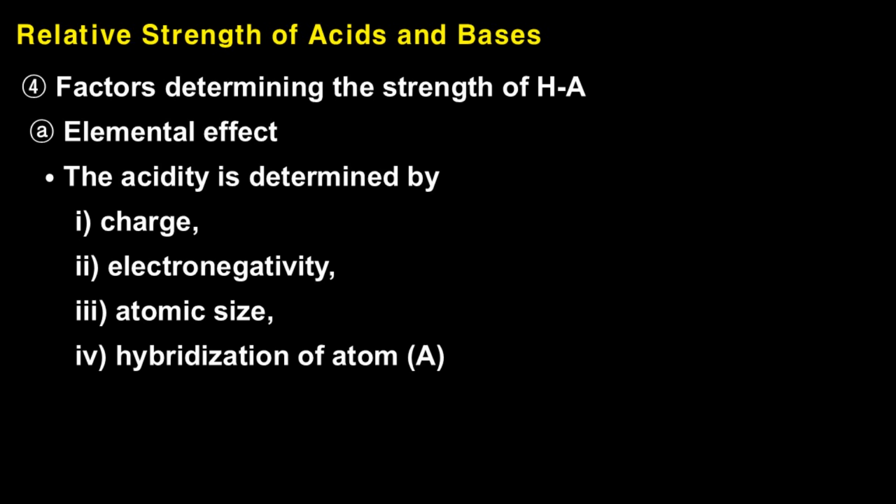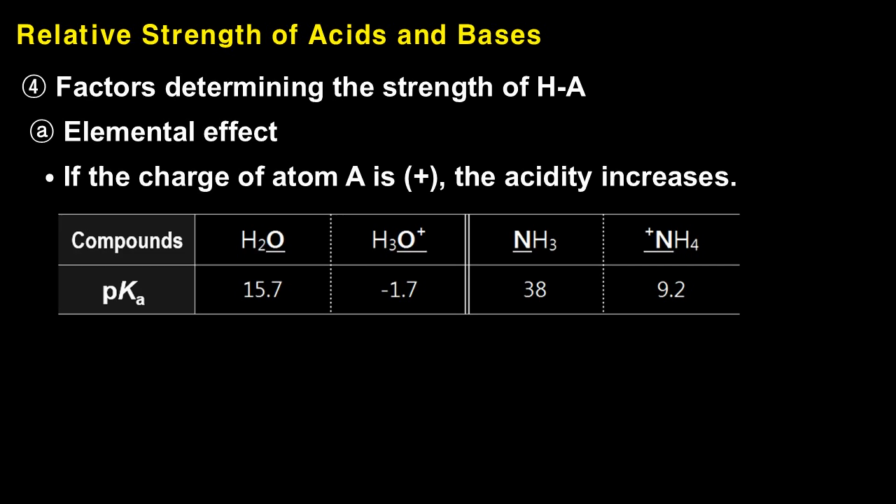Now let's talk about what actually makes an acid strong or weak. One of the biggest factors is what we call the elemental effect. This depends on the nature of the atom that's directly bonded to hydrogen. We'll just call that atom A in the HA bond. And when we're thinking about A, there are four main things we want to consider: its charge, its electronegativity, its atomic size, and its hybridization. First, let's start with charge.